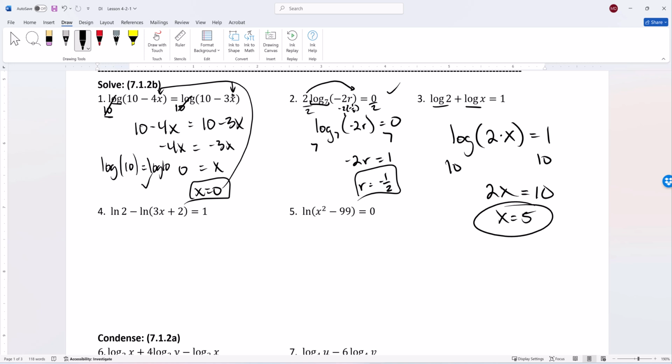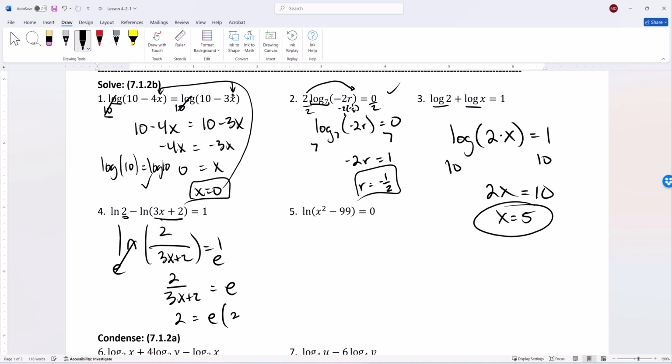For ln, again, 1, 2. That's on top. The 3x plus 2 is on the bottom. I can take e to both sides. I can multiply both sides by it. Now remember, I'm solving for x, so divide by e. Add the 2, or sorry, subtract the 2. And then divide everything by 3.